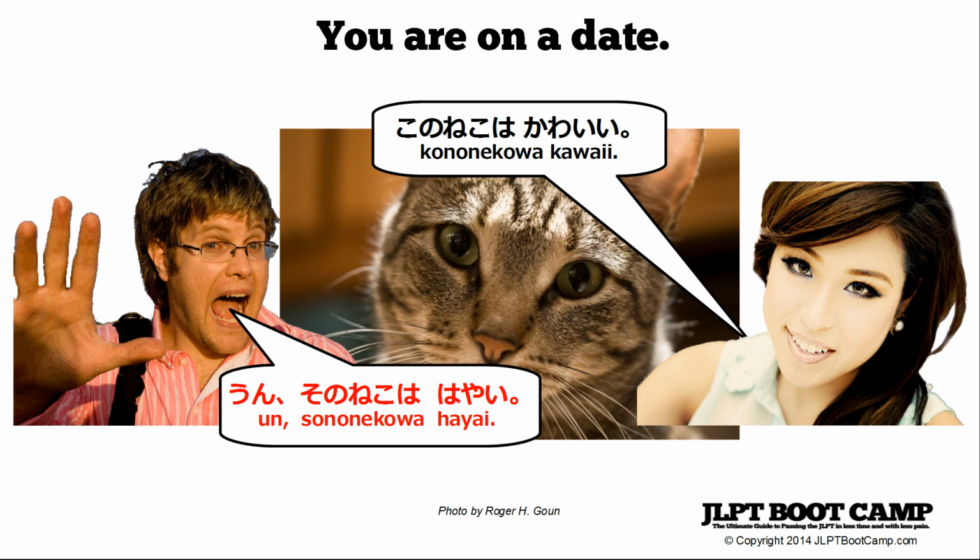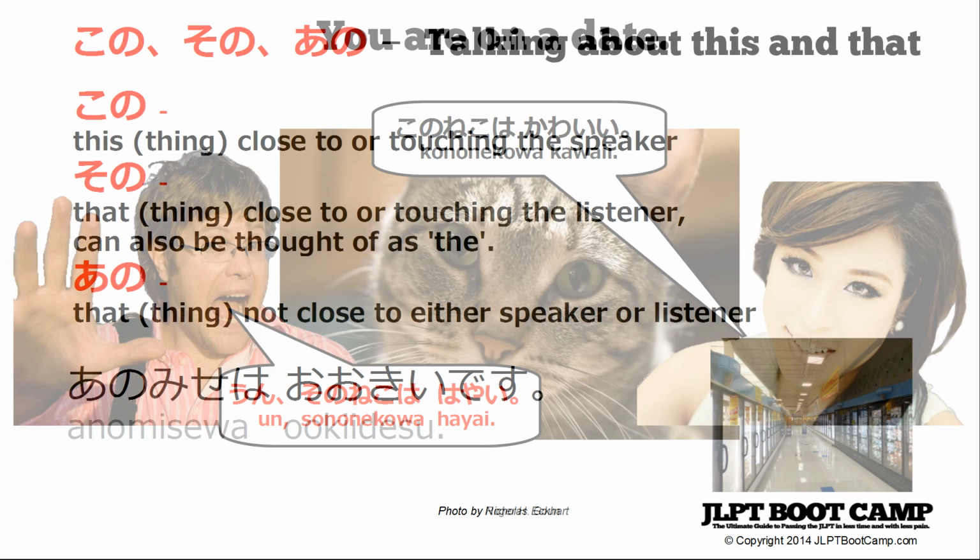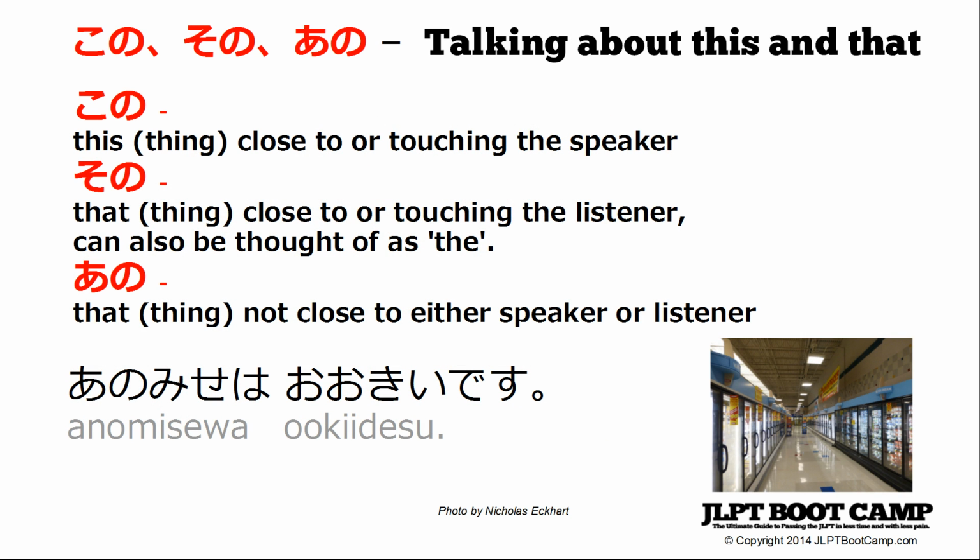And so you're using kono, sono, and ano here. Kono, again, means this thing that's close to or touching the speaker, the person that's using it. Whereas sono is something that's close to or touching the listener, in the listener's area. It could also be something there's only one of in the room. It can be thought of as the.